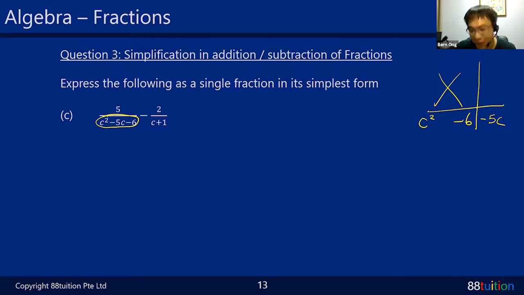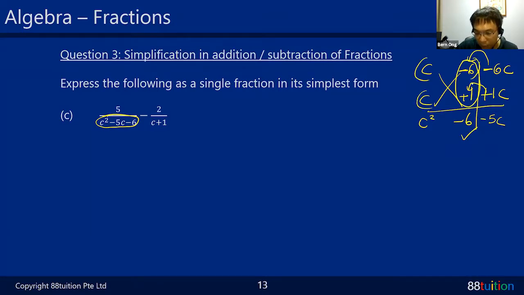So what times what is C squared? C times C is C squared. What times what is 6? 6 times 1. Cross. C times 1 is 1C. C times 6 is 6C. In order to get minus 5C, I need minus 6 plus 1. The minus sign bring across, the plus sign bring across. Do a final check. Minus 6 times positive 1 is minus 6. Yes. Read from left to right.